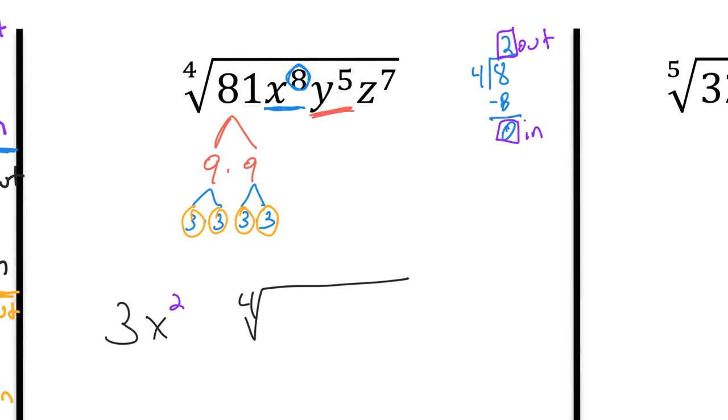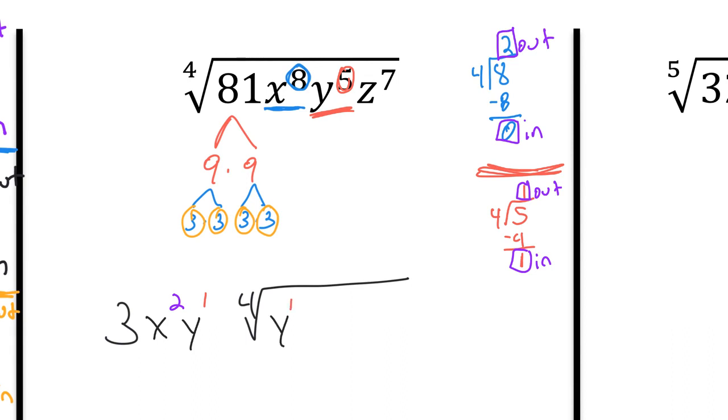And then you go to the next one, the y. So now you do 5. That's the exponent of the y. Divided by 4. So that's 1 time. 1 times 4 is 4. And the remainder is 1. So this one here is inside, and this one here is outside. So we have y to the first power outside, and inside we do have a y to the first power.